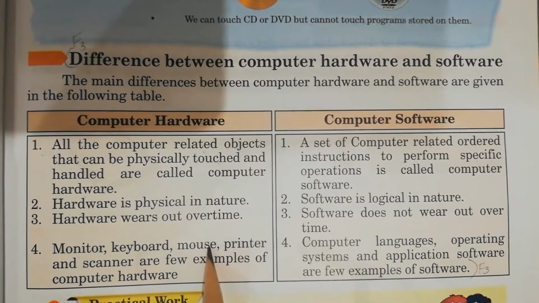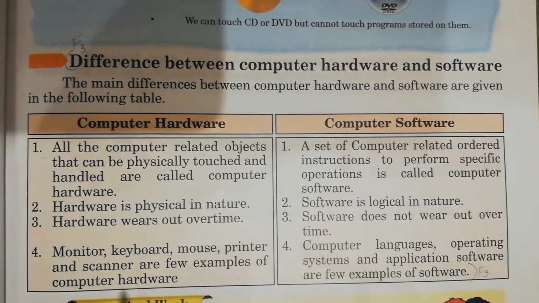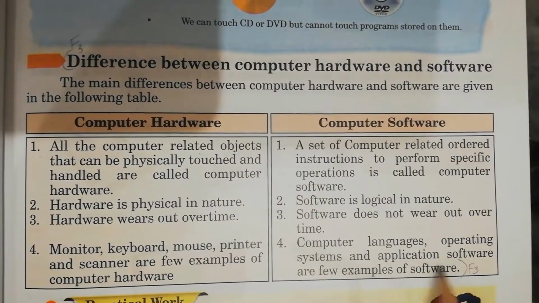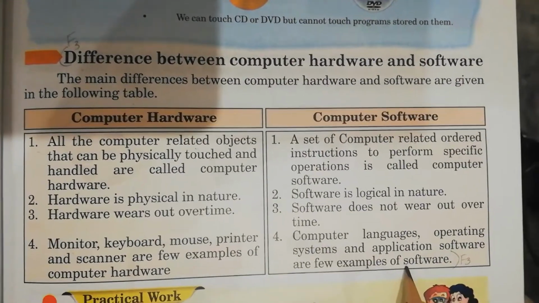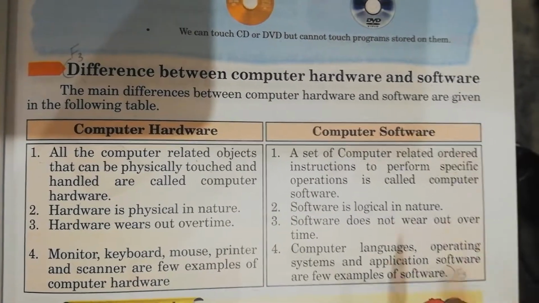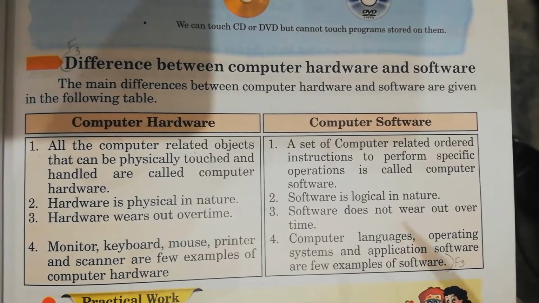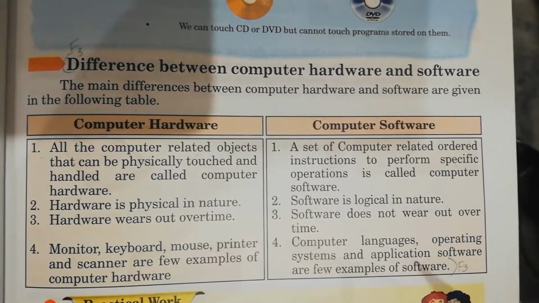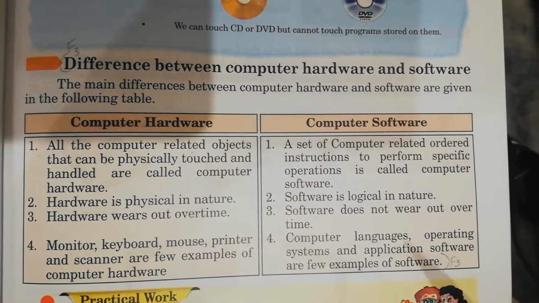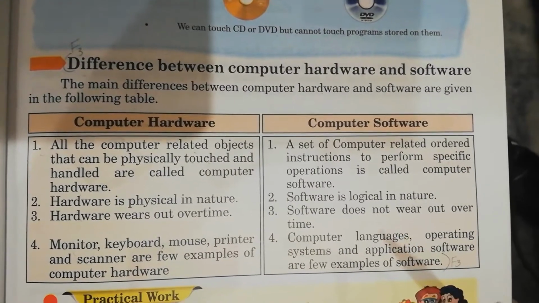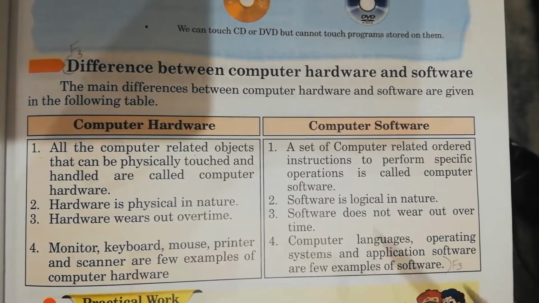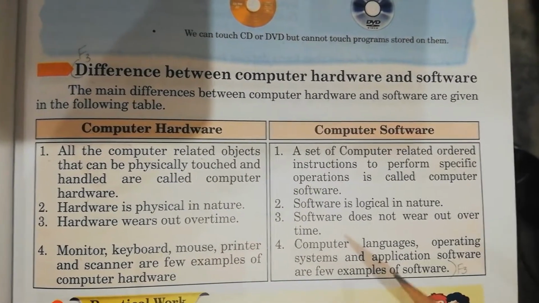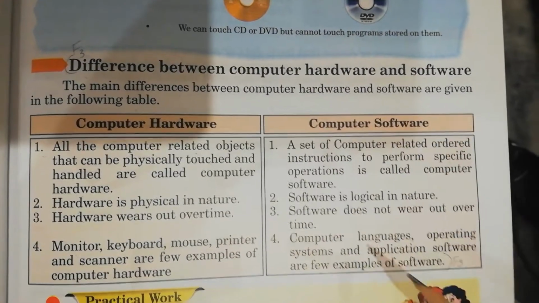Monitor, keyboard, mouse, printer, and scanner are few examples of computer hardware. Computer languages, operating systems, and application software are few examples of software. All the things that can be physically touched are known as hardware, whereas a set of computer related ordered instructions to perform some specific operation is called software. Hardware and software are interconnected, so students, without software, the hardware of a computer would have no function.